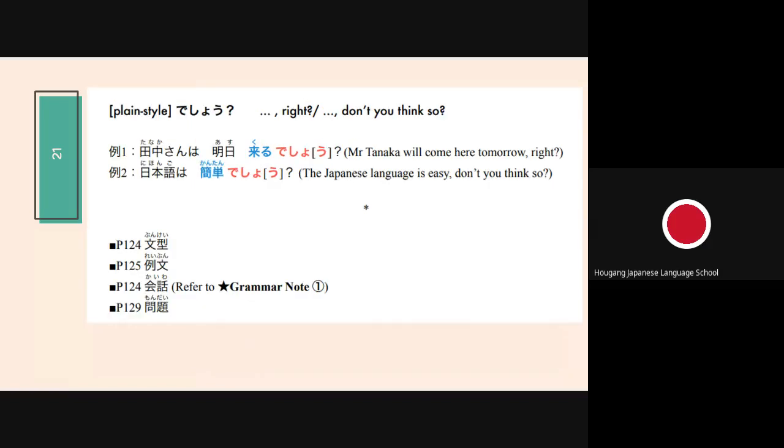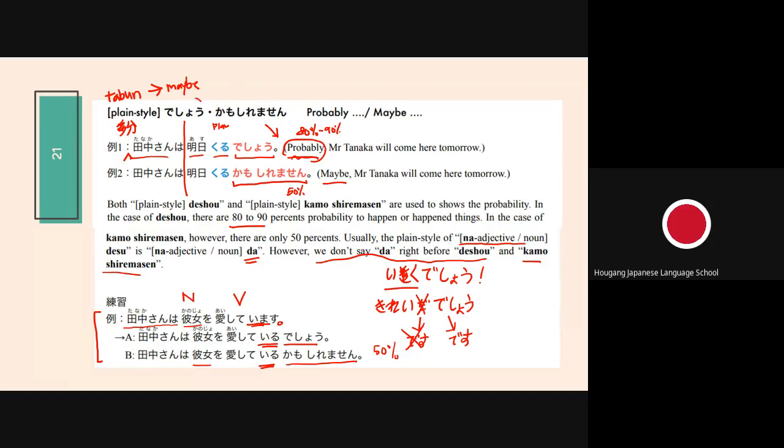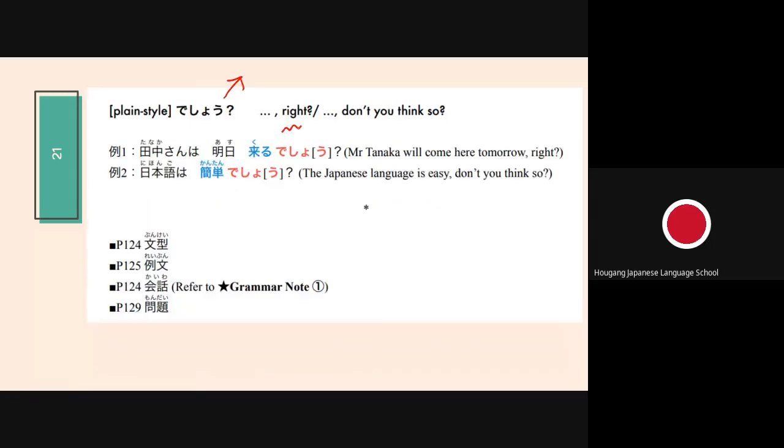The last desho, that one we go up instead. Intonation goes up. What's desho? Just now, desho went down. Iku desho, probably going, highly likely going. Iku desho, likely going. Iku desho is going, right? Now intonation goes up and becomes right?